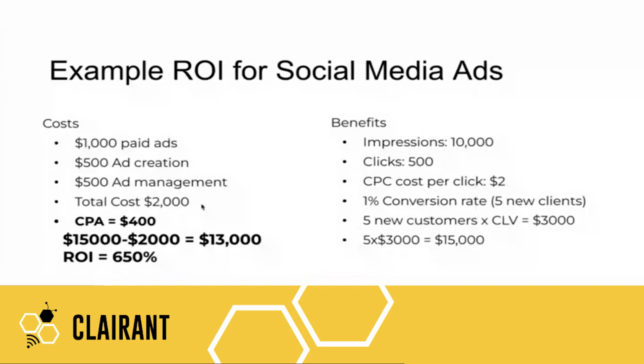But the benefits of this campaign is that you got 10,000 impressions for the ads. From the impressions, 500 people clicked on your ads. And from those 500, you got 5 new clients. Okay. Your cost per click is $2. And that's the way you pay for ads, you pay per click. So if you multiply $2 by how many clicks you got, you're looking at your $1,000 in your ad spend.